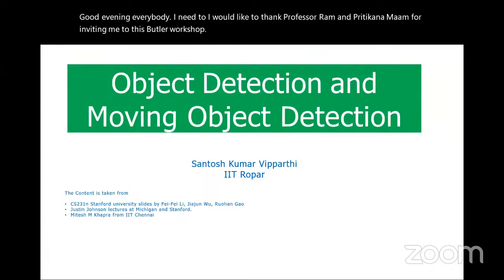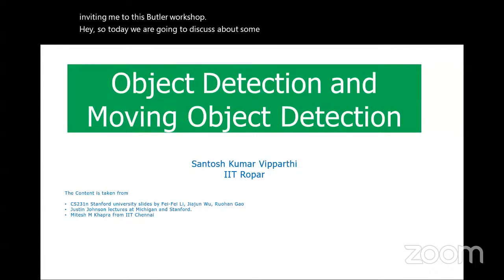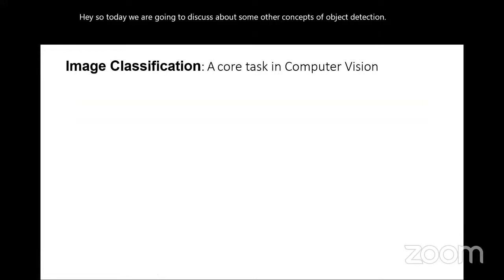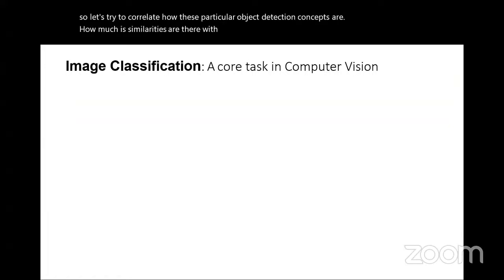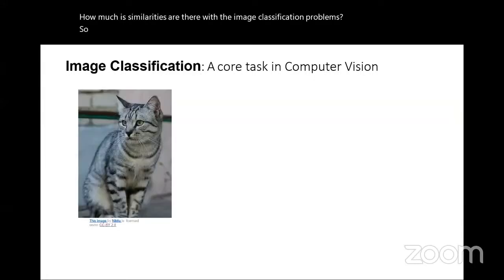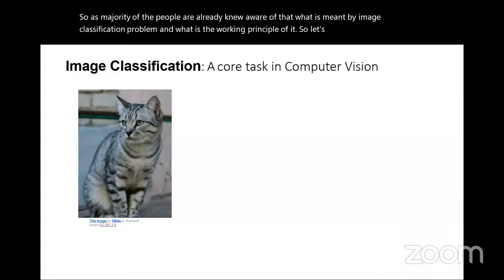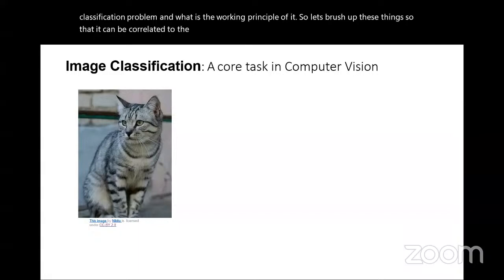So today we are going to discuss some of the concepts of object detection. Before diving into object detection, let's try to correlate how much similarity there is with image classification problems. As the majority of people are already aware of what an image classification problem is and what its working principle is, let's brush up these things so that they can be correlated to the concepts of object detection.